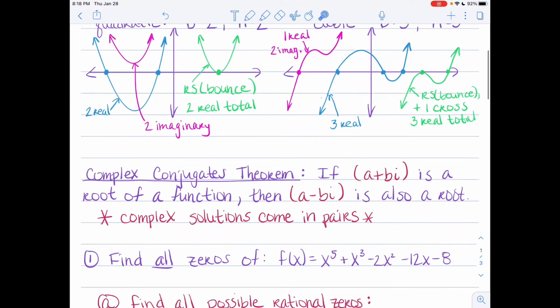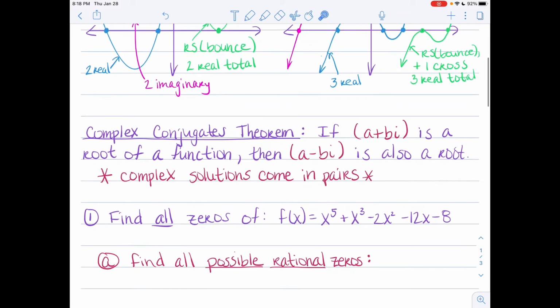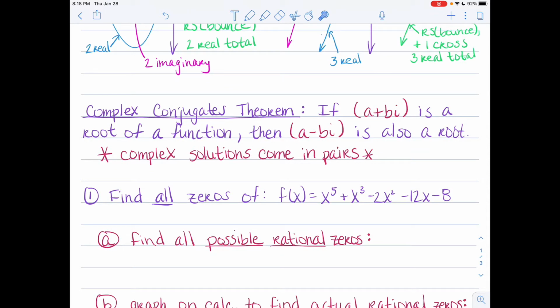So we want to go ahead and find all of the zeros of this polynomial. And I'm emphasizing the word all because now we're going to be looking for not just real solutions, rational or irrational. We are going to be looking for possibly imaginary solutions as well. So the first thing that we will do is we'll start off just like we do any other problem and try to solve by factoring.